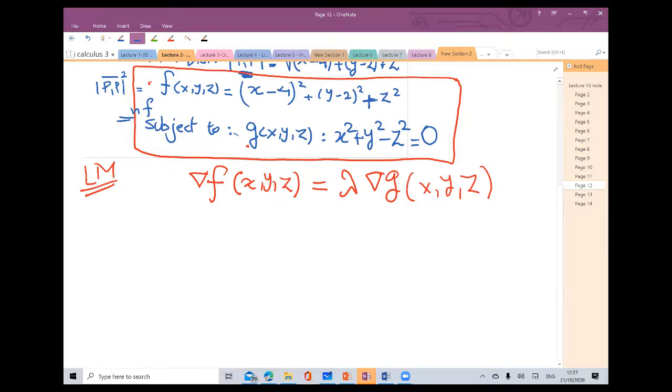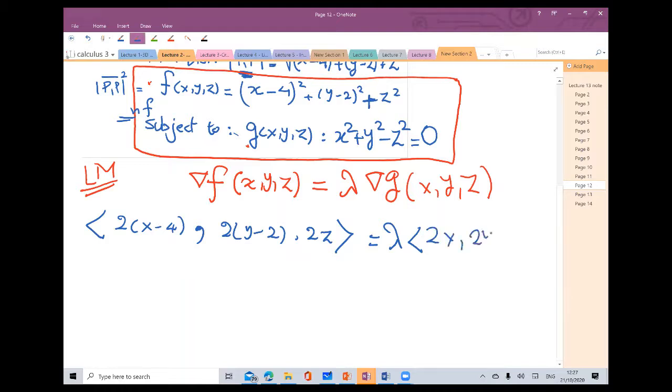طيب put بقى the fill in, زي ما بيقولوا, the blanks. يبقى the gradient vector of the function يبقى 2x minus 4، مش كده؟ I'm getting my partial derivatives، اهي الفانكشن. I'm getting the derivatives 2y minus 2 وهنا 2z، صح، equal the scalar multiple of the gradient of g here. The g is x squared plus y squared minus z squared. The gradient is 2x, 2y, minus 2z.